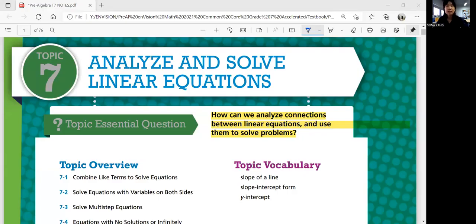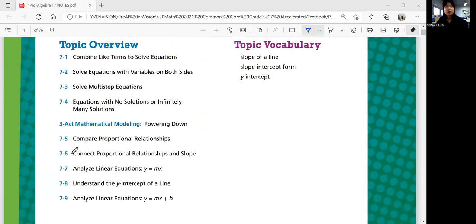We're gonna jump into topic 7 today. Analyze and solve linear equations. In this topic, we will think about how we can analyze connections between linear equations and use them to solve problems. As you can see, we have 9 lessons total. We'll look into linear equations later on, but we'll start with just general equations. So the topic vocabulary are slope of a line, slope-intercept form, and y-intercept.